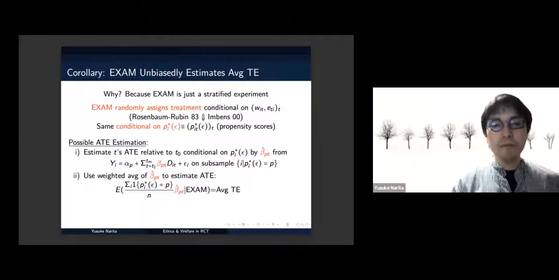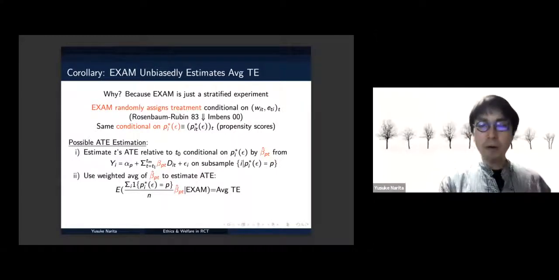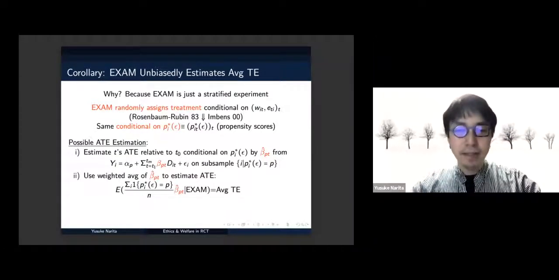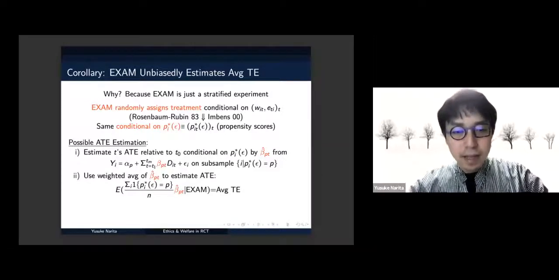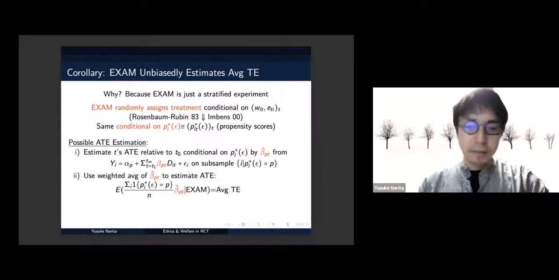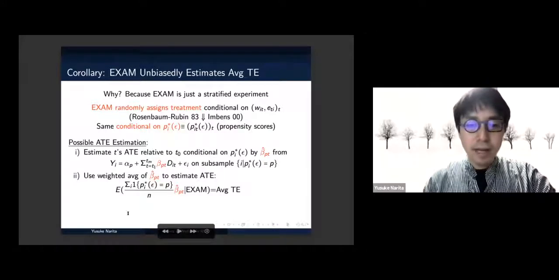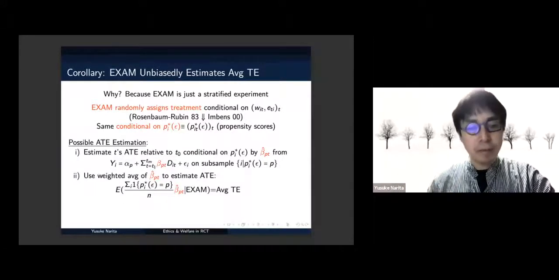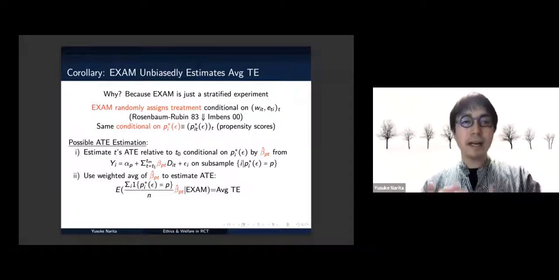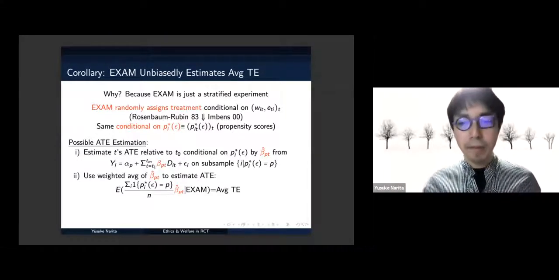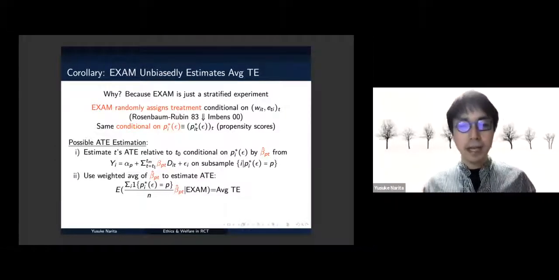Then to move from these conditional average treatment effects to the unconditional and global average treatment effect, it only remains to take a particular weighted average of these coefficients. So for example, if we weight these beta_pt's based on the population fraction of each subsample relative to the total number of experimental subjects n, then the resulting weighted average of beta_pt's turns out to be an unbiased estimator for the average treatment effect.